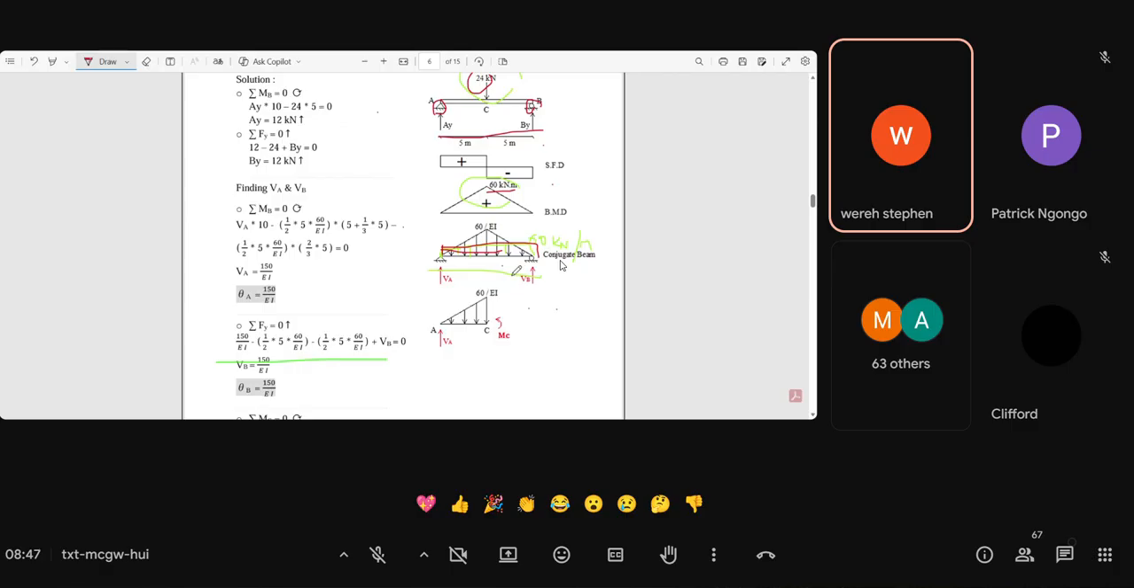Can somebody tell me, if beam AB is loaded by a UDL of 60 kilonewton per meter, what will be the total load? The AB is 10 meters. What will be the total load? Yes? Are we together? Or you are lost?